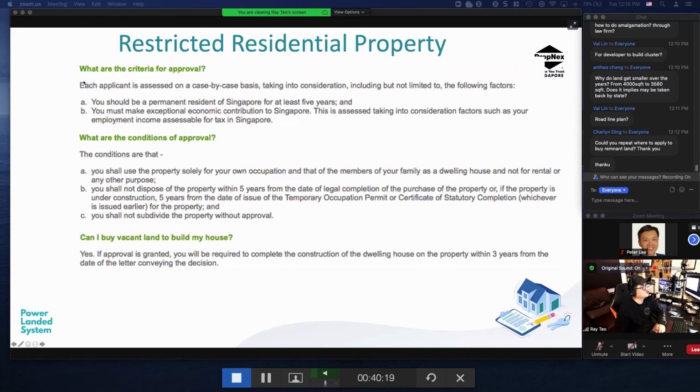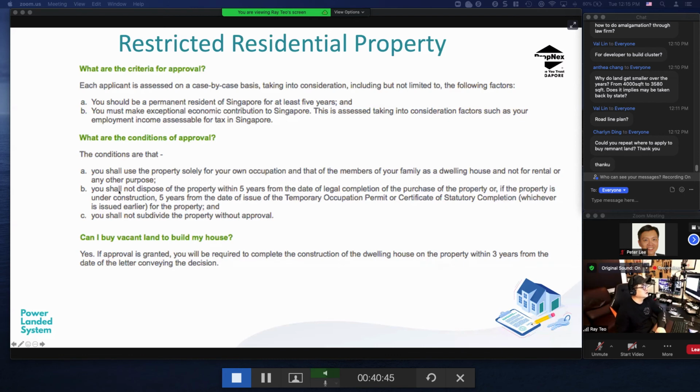So what are the criteria for approval? This is a direct extract from LDAU, the Land Dealings Approval Unit. Each applicant is assessed on a case basis, but as a guide, PR for more than 5 years, or you make exceptional economic contribution. You are Dyson. Dyson is given a lot of privilege.